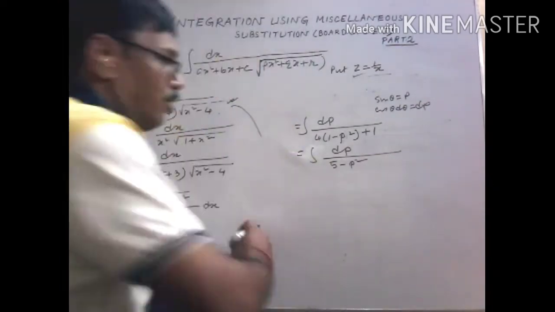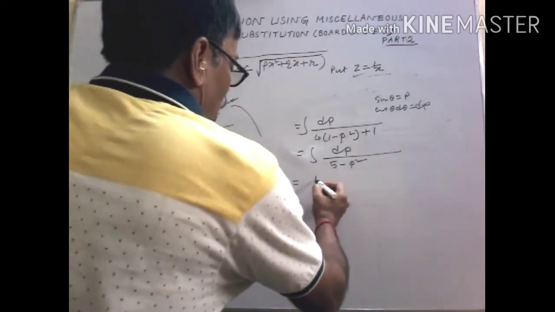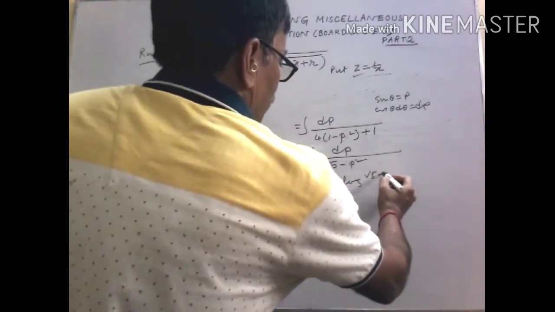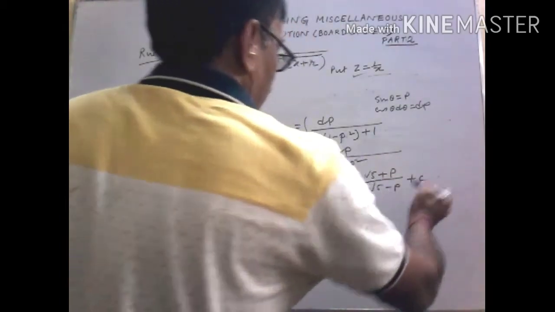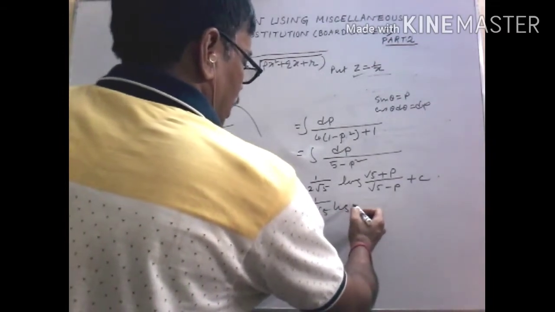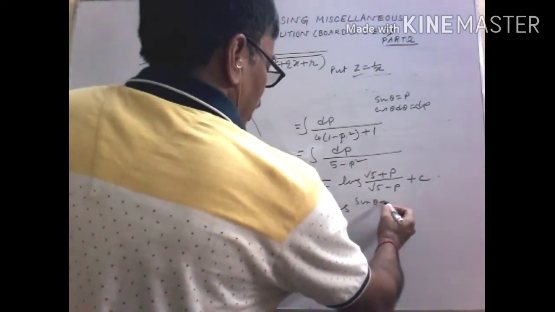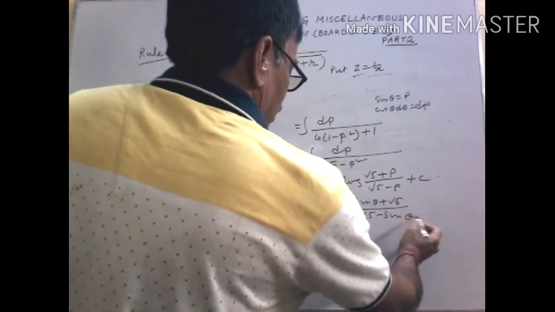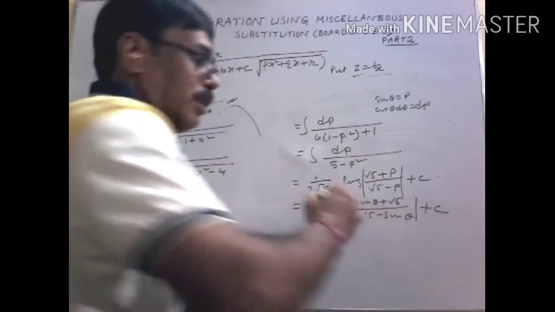Now look, this one is in standard form. So 1 by 2 root a, so 1 by 2 root 5 log of root 5 plus p by root 5 minus p plus c. Then put the value of p. So what is p? Log of root 5 plus sin theta by root 5 minus sin theta. If you take this, there is no confusion.